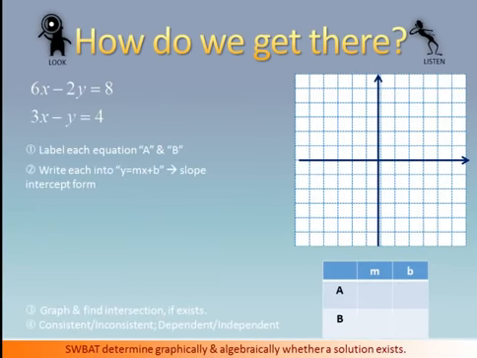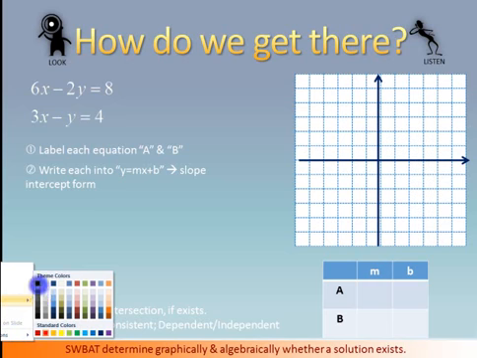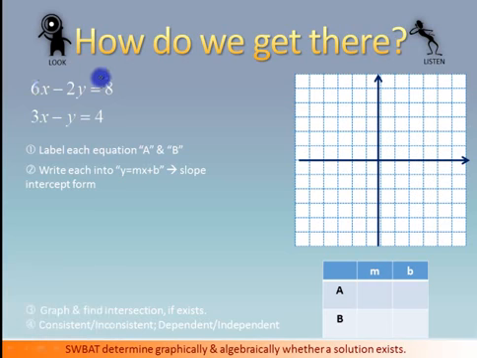Okay, so our first example, we have a system: 6x minus 2y equals 8 and 3x minus y equals 4. So the first thing we want to do is label. Okay, keep things nice and organized. So I'm going to label this equation A and this equation B. Next step is to make sure each one is in slope-intercept form. So neither of these are in slope-intercept form. The y is not by itself.